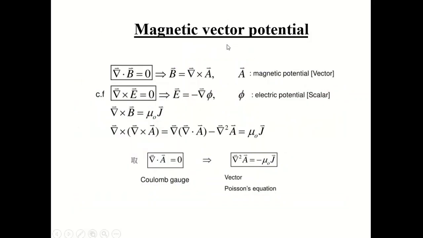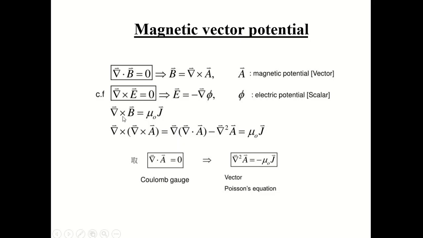Next is what is magnetic vector potential. First, nabla dot B equal to 0. This we know, which signifies that magnetic monopoles do not exist. Now if nabla dot B equal to 0, then we can write B equal to nabla cross A, where A is the magnetic vector potential. Nabla cross E equal to 0, where E equal to minus nabla phi. Phi is the electric scalar potential. So this is the similarity between the magnetic vector potential and electric scalar potential.